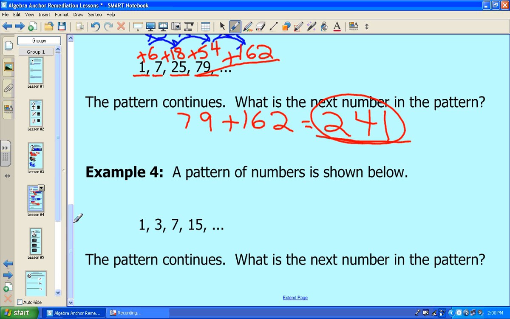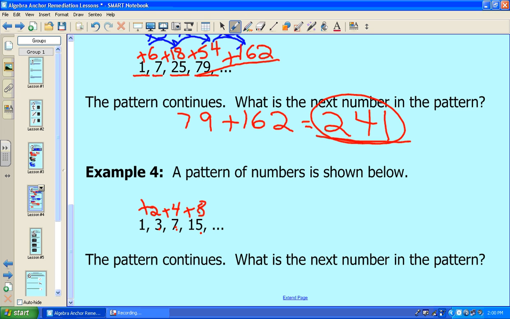Okay, example 4, the numbers were 1, 3, 7, and 15. Well, first I look and I find that from 1 to 3, I have to add 2 to get to that number. 1 plus 2 is 3. 3 plus what is 7? 3 plus 4 is 7. 7 plus what gives me 15? 7 plus 8 is 15. So my numbers are 2, 4, and 8.